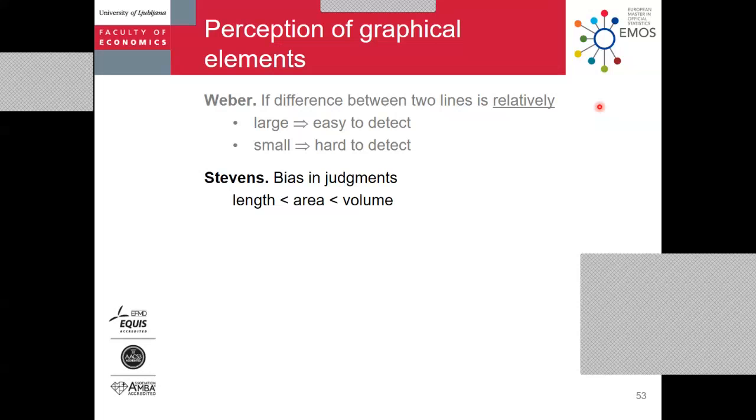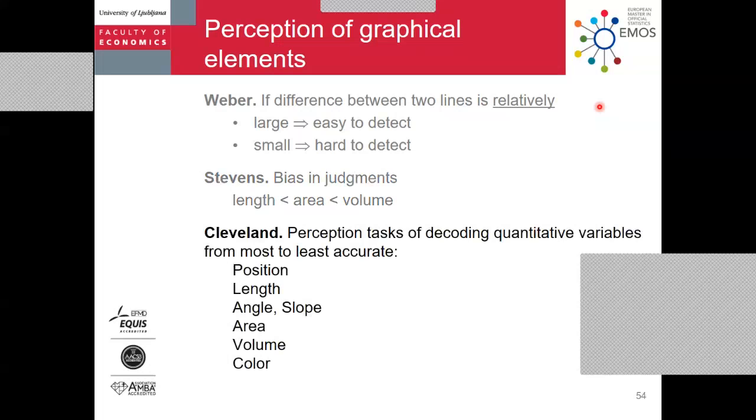And then Cleveland investigated how good we are at visual decoding of a quantitative variable. And he determined that we are best at decoding a numerical value that a specific position bears by judging the vertical distance from the bottom baseline. And our perception is also quite accurate when it comes to judging length. But we are worse and worse as we move down this list, let's say if we want to decode a numerical value from an angle, slope, area, volume, or color.